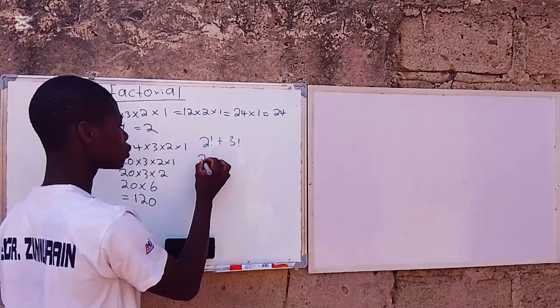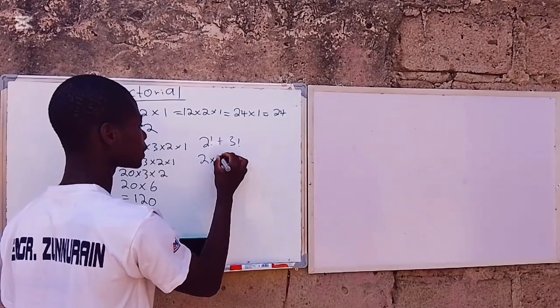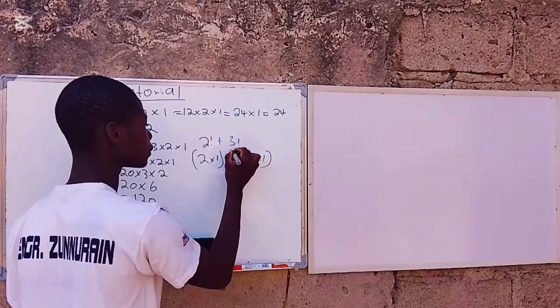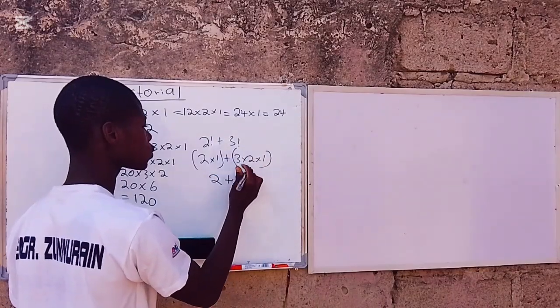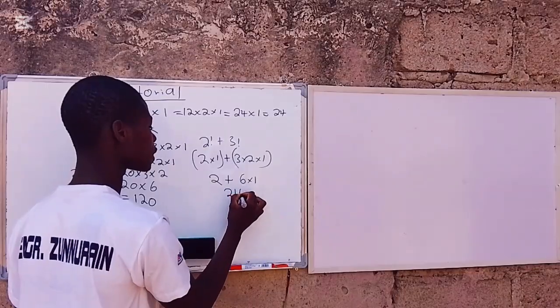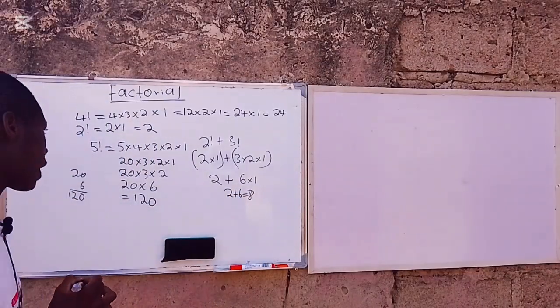Now I'm given a question that says 2 factorial plus 3 factorial. This is the same thing as saying 2 times 1 plus 3 times 2 times 1. So this will give me 2 plus 3 times 2, which is 6, times 1. So this should now be 2 plus 6, and it is equal to 8.